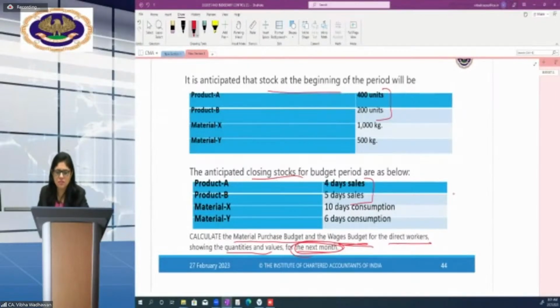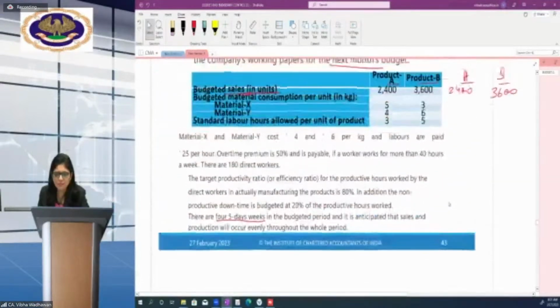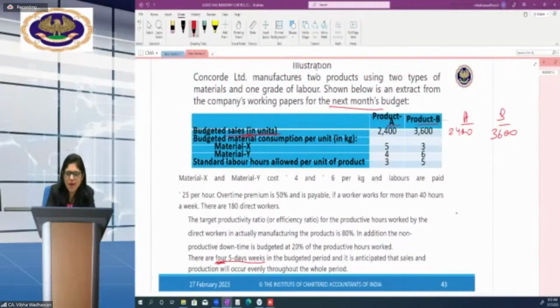It's the closing stock. Now, how do we calculate the day sale? There are 4 five-day weeks, so 4 weeks are there. Clear? So sales have to be in days. The 2,400 sales and 3,600 sales are for the month. We have to calculate the per day sale. There are 4 five-day weeks, so that means 20 days. If the closing stock is denoted in days, we have to calculate the sale per day. So 20 days in total.